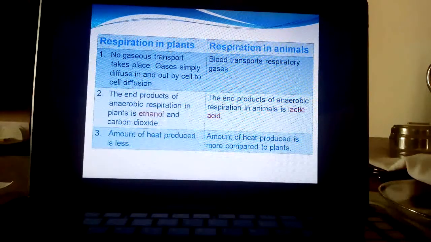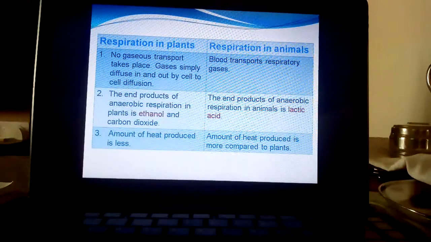There is no gaseous transport in plants. Gases simply diffuse in and out by cell to cell diffusion. That means here, when you breathe, you clearly see the passage, the track of respiration. You inhale oxygen or air through your nostrils. It goes through the windpipe to the lungs. Like that, you will see the passage correctly. Gaseous transport. Do you find plants respiring like that? Like this, inhaling and exhaling? No. That is the first point.